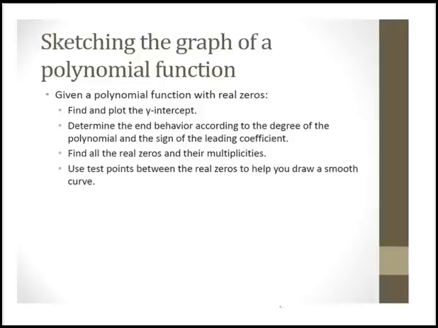Alright, so now that we've talked about the different behavior of the polynomial functions and the zeros, now let's get down to sketching the graph. In general, here are some ideas for sketching a polynomial function with real zeros. We want to find and plot the y-intercept. We determine end behavior by looking at the degree and the sign of the leading coefficient. We find all of the real zeros and multiplicities, and we use some test points between the real zeros to help draw a smooth curve.